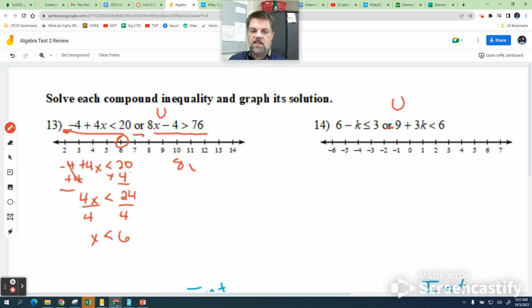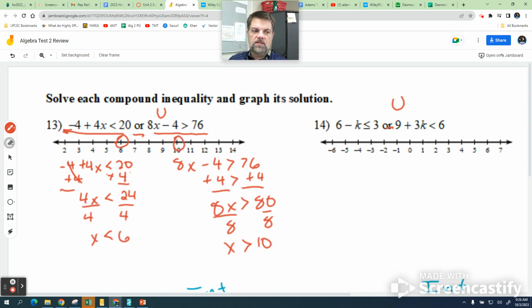So I'm going to say 8x minus 4 is greater than 76. I'm going to add 4 to both sides. Oh, started to write the answer. Plus 4. So I got 8x is greater than 80. Divide both sides by 8. And I get x is greater than 10. Open circle at 10, right? And so I could just graph it this way. Okay, that's another way you can write it.